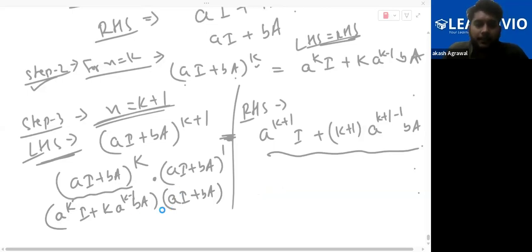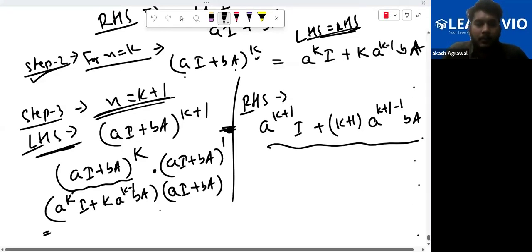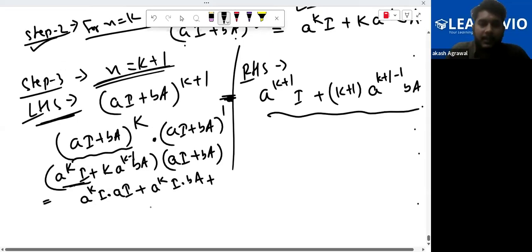Now can you guys just multiply and see what you get? See, we have first term and first term, so A^k I times A I, plus first term and second term, A^k I times B A, plus second term and first term, k A^(k-1) B A times A I, plus second term and second term, k A^(k-1) B A times B A.